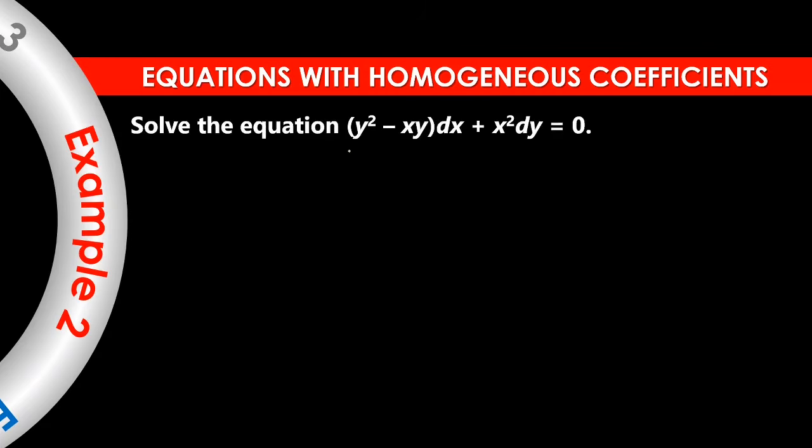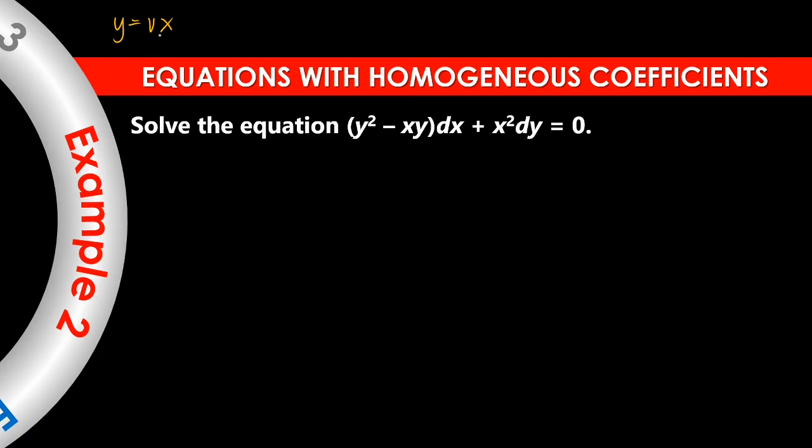Solve the equation y squared minus xy dx plus x squared dy equals 0. So, how do we solve first-order equations having homogeneous coefficients? Here, we use a change of variable. For example, we will let y be equal to vx.